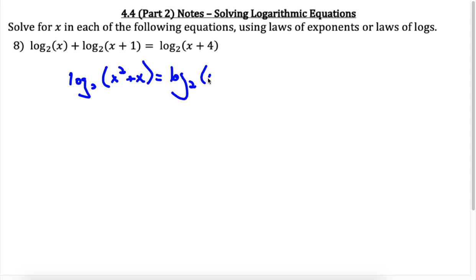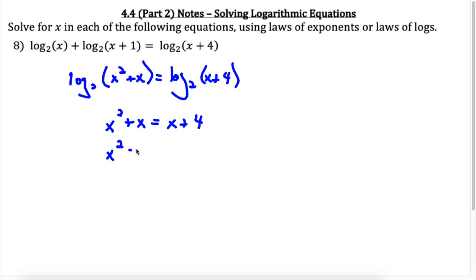So now I have one log equal to one log. I can take what's on the inside and set that equal. So I'll have x squared plus x equals x plus 4. Since this is a quadratic, I want to get everything on one side equal to 0, so I'll subtract the x over.